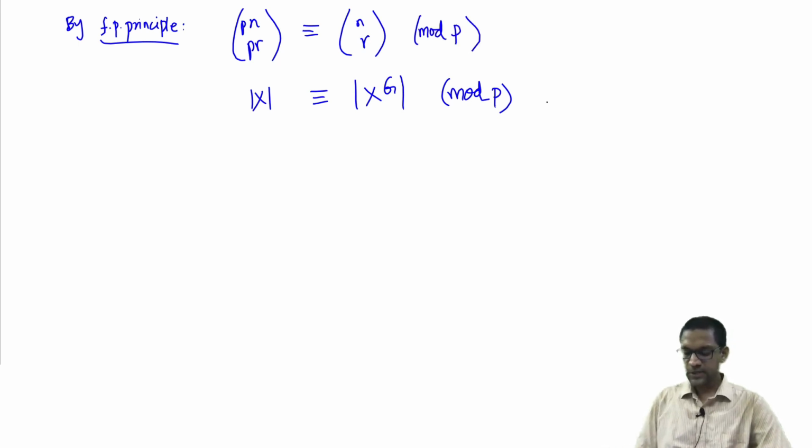So that's the second example, and this will come back when we start talking about Sylow's theorem and so on. But until then, just think of this as a nice number theoretic consequence of the fixed point principle.